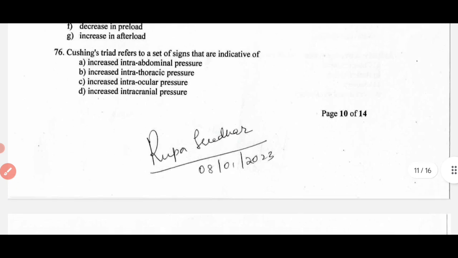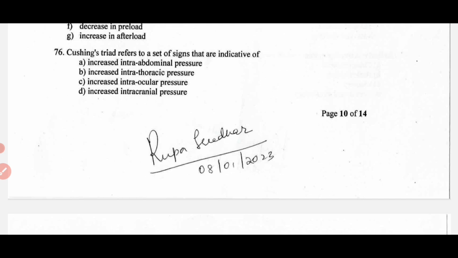Question number 76. Cushing triad refers to a set of signs that are indicative of. In general they are asking what is Cushing triad, what is the set of signs that will be there in the Cushing triad. Cushing triad is commonly seen in increased intracranial pressure, guys. What is the normal intracranial pressure? 5 to 15 mm of Hg or mercury. This is the normal intracranial pressure.